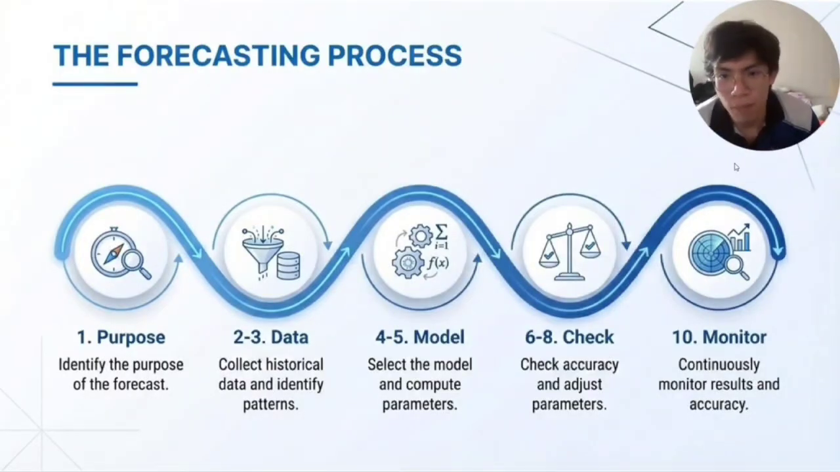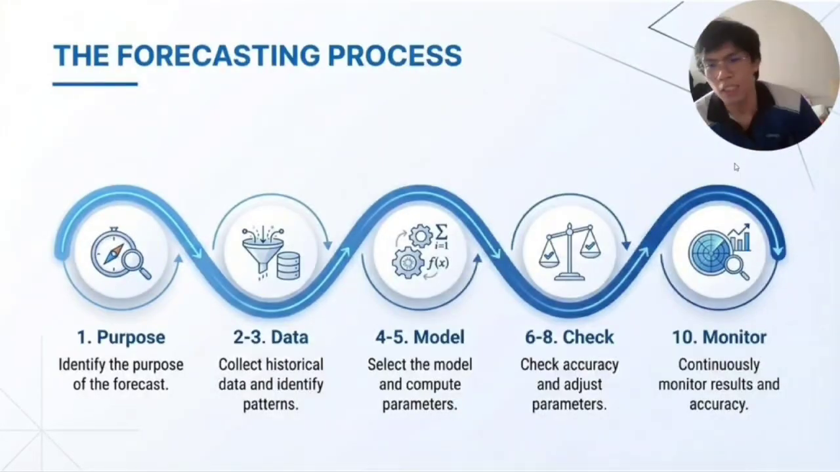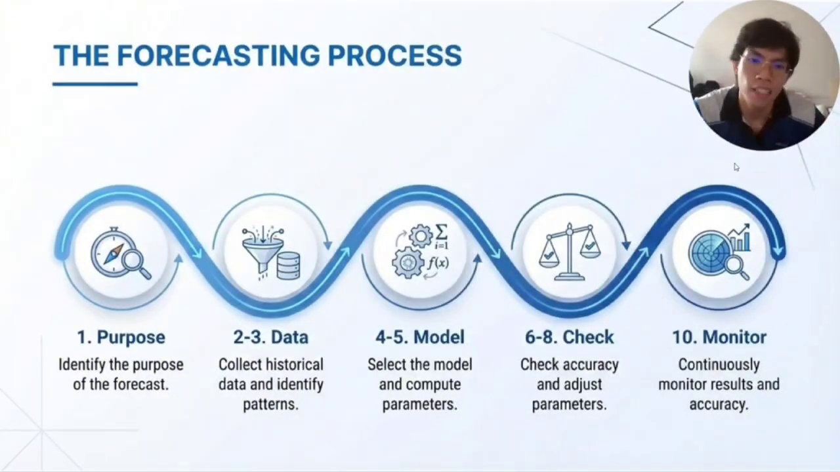We begin with step 1, which is purpose. Here we clearly define why we are forecasting, whether it is for inventory planning, budgeting, or demand estimation. Next, we move to steps 2 and 3, which is data. In these stages, we collect historical data and look for patterns. Good data is the foundation of accurate forecasting. Then we go through steps 4 and 5, which is model. This is where we choose the most suitable forecasting model and calculate the necessary parameters based on the data we collect.